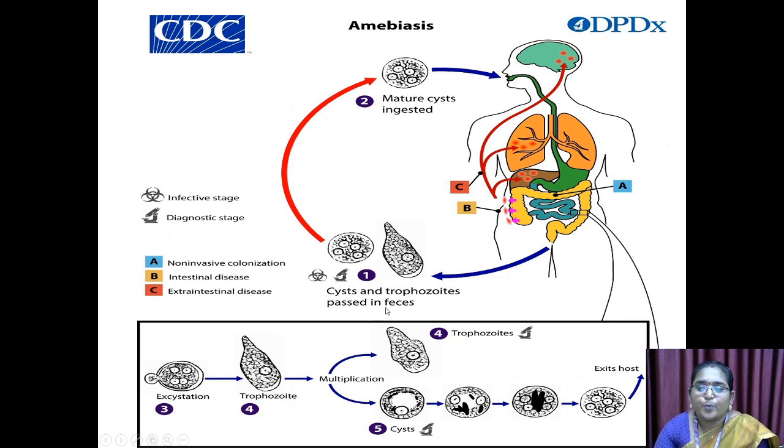Cysts and trophozoites are passed in feces, and the mature cyst is ingested. Then the third step, excystation and trophozoite multiplication, then exit the host.